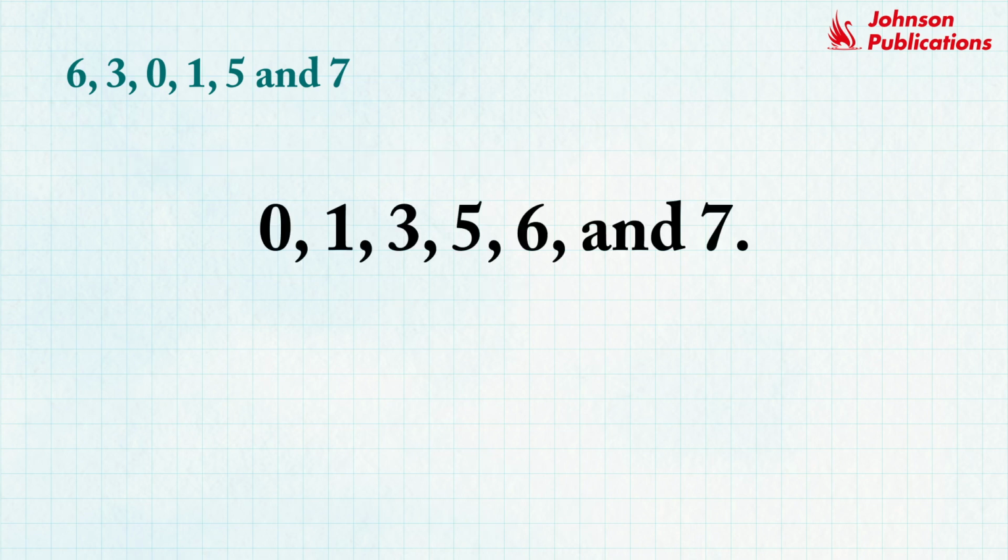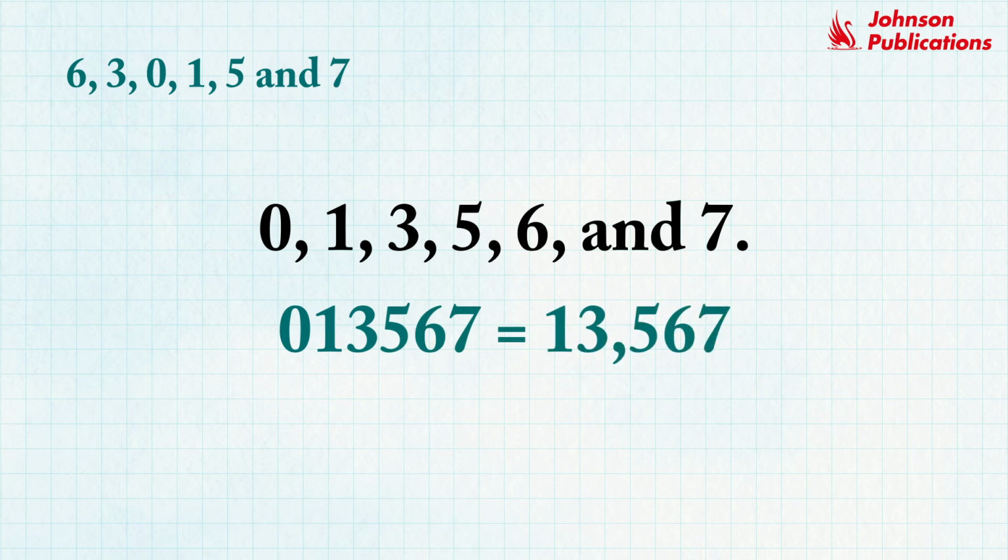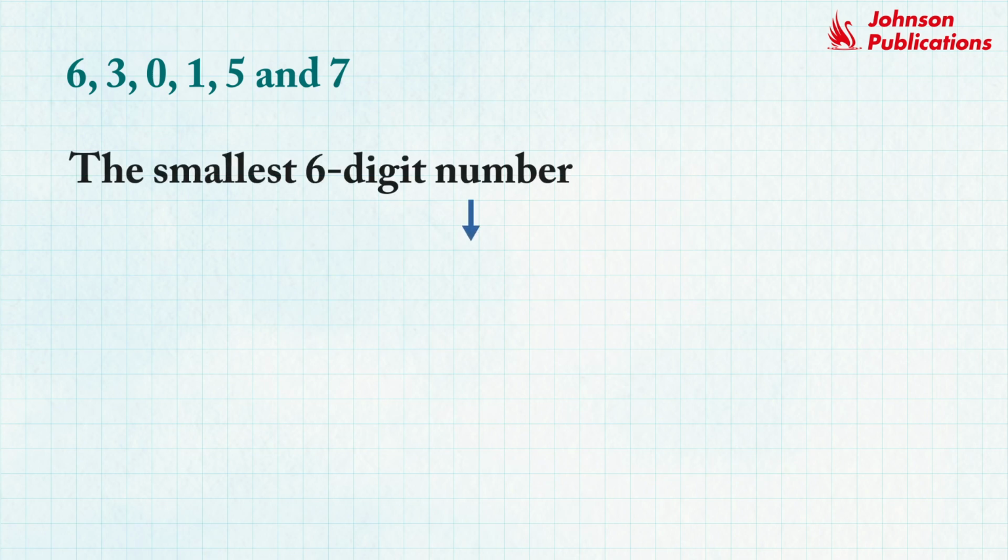The ascending order of the given digits is 0, 1, 3, 5, 6 and 7. If we begin with 0, we get a 5-digit number. So, we place 0 at the second place after 1, that is 1, 0, 3, 5, 6 and 7. Hence, the smallest number formed using the given digits is this.